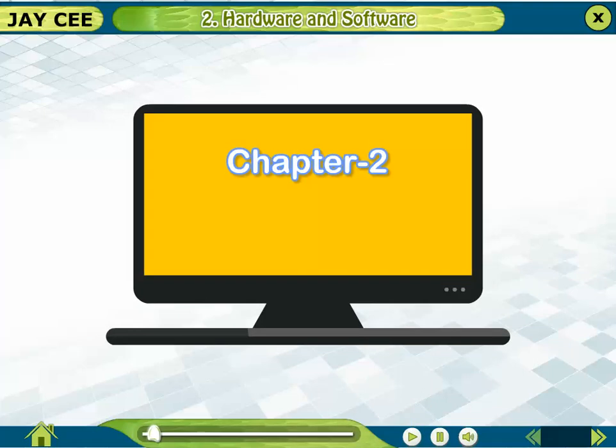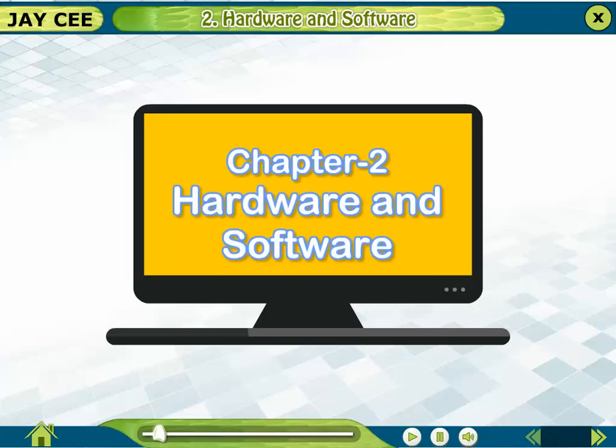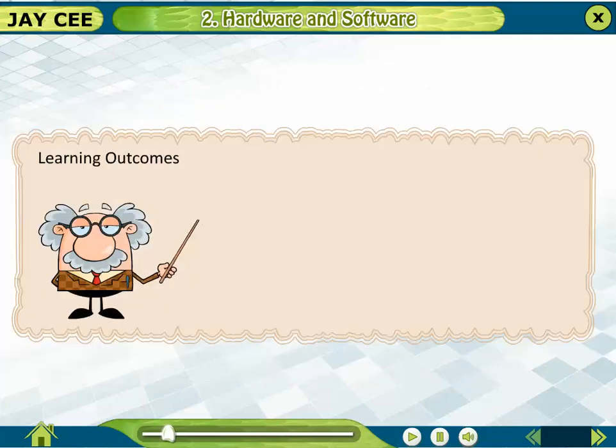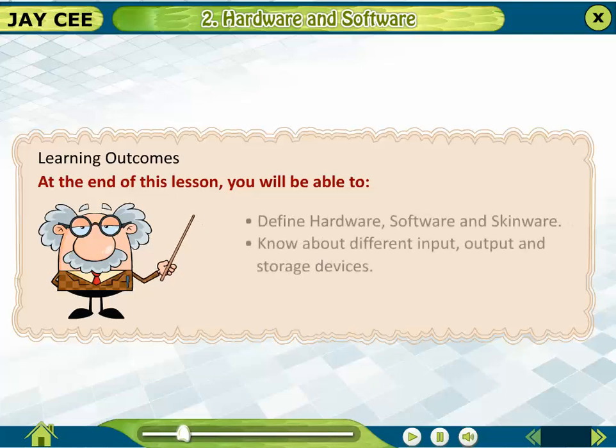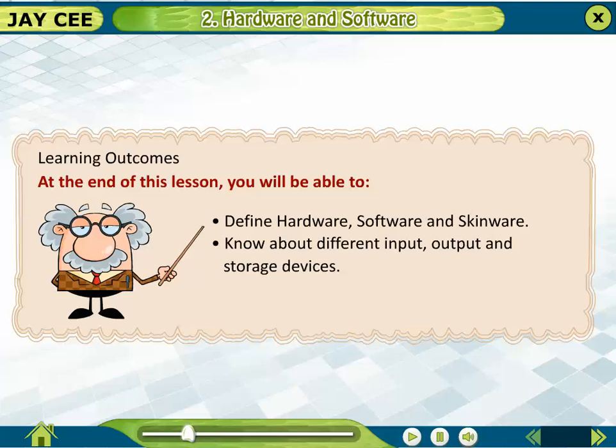Chapter 2, Hardware and Software. Learning Outcomes. At the end of this lesson, you will be able to define hardware, software, and skinware. Know about different input, output, and storage devices.